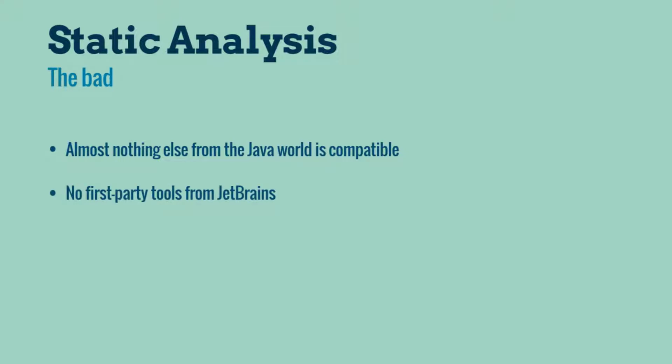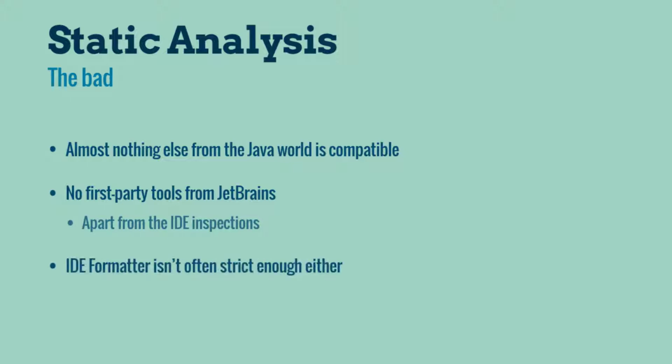There's no first-party tools from JetBrains if you don't count the IDE inspections, which is officially the static analysis that JetBrains provides. And there is, let's say, room for improvement for the IDE formatter. It's there, the basics are covered, but obviously it's not as mature as the Java one. Still improving everything, but it's not as strict as the Java one can be. So there's a bit less enforcement that you can do on the code style.